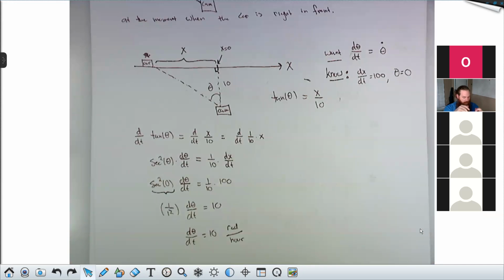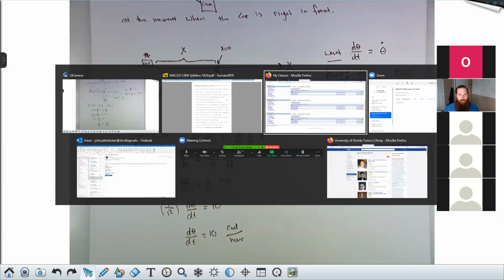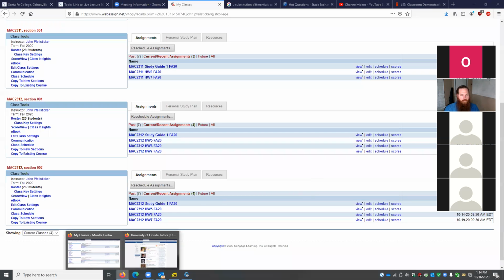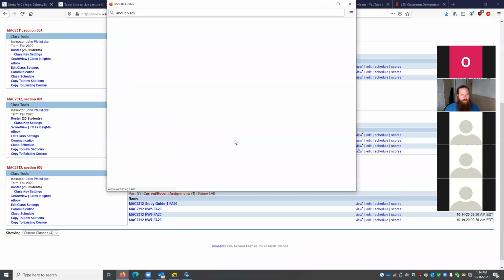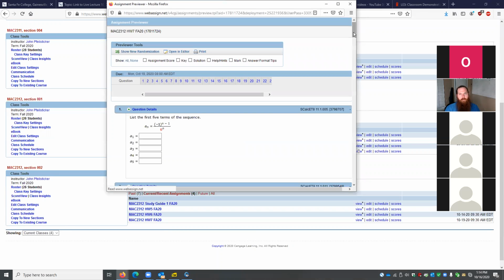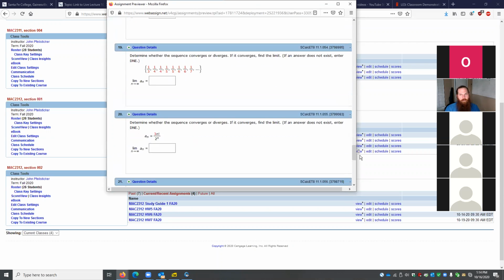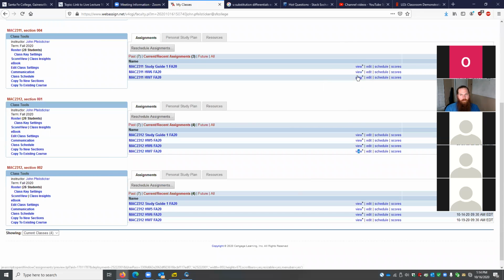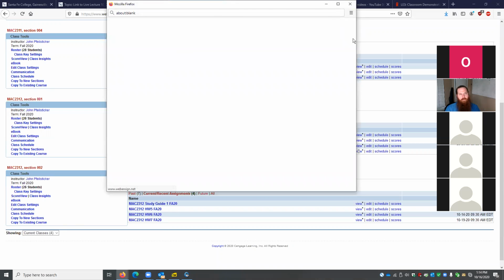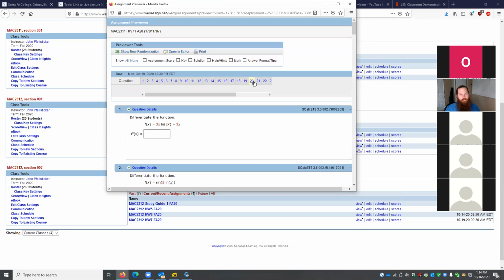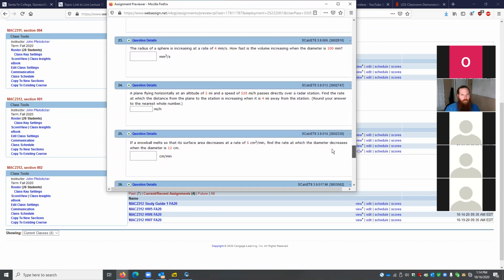So there is a problem like this in your homework. Problem, oh, where did it go? Yeah, I hate that that doesn't show up in my alt tab stuff. The airplane flying over the radar station problem is very, very similar to this one. Oh, let's calc 2. I think it was number 26. Yeah, 24, sorry. Very, very similar.